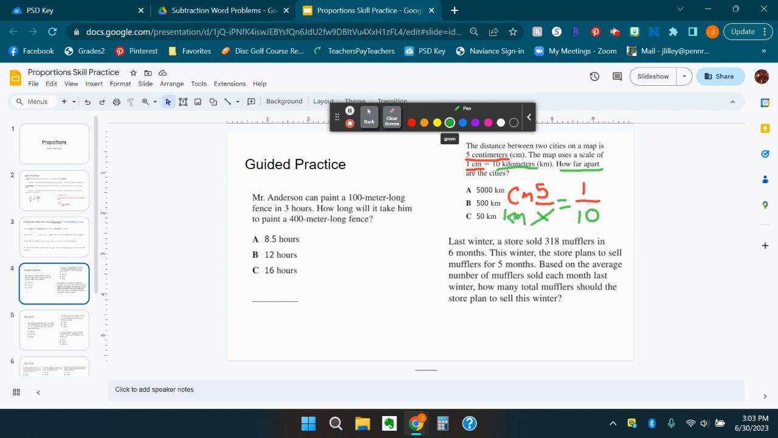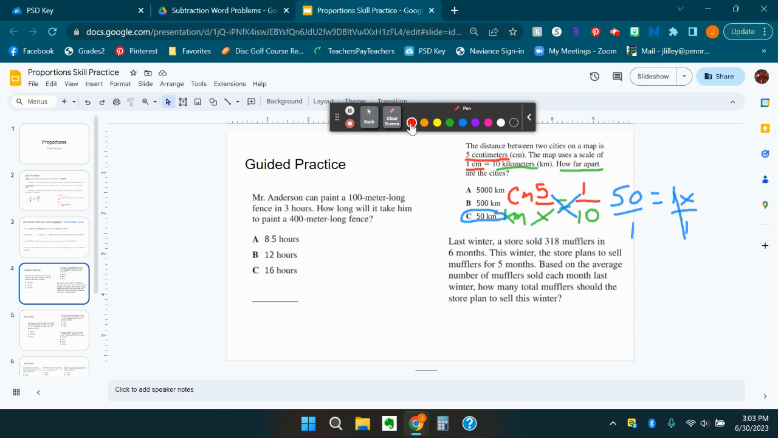So notice I have centimeters on top on both fractions, kilometers on the bottom for both fractions. Now all I need to do is cross multiply and divide. 5 times 10 is 50. 1 times x is just 1x. And if we divide by 1, well, any number divided by 1 is itself. So 50 kilometers is my answer.